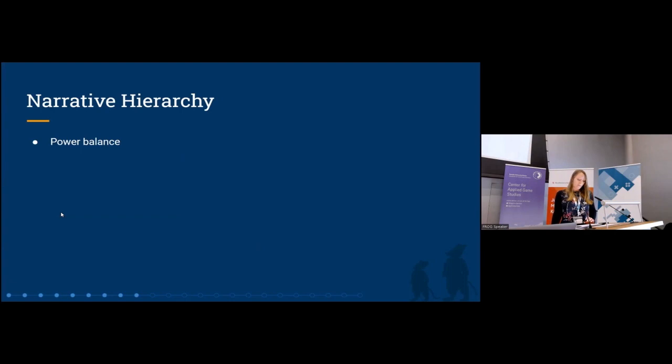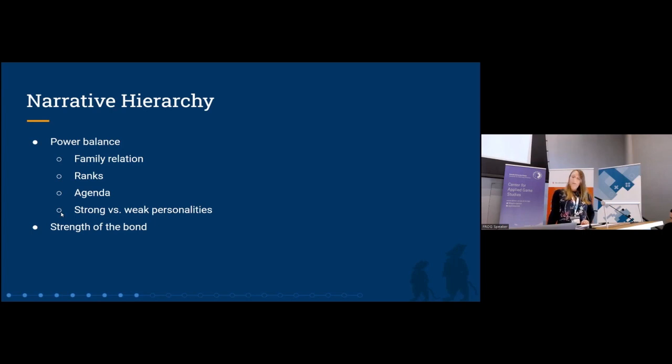Starting with narrative hierarchy, it is defined by the power balance between the two characters. For example, it could be based on family relation they may have, military ranks, a certain agenda, or different personality types like strong-minded versus weak-willed. It is also defined by how strong the bond is between them. Are they close to one another or not? Finally, we look at how the power balance evolves and changes as the story progresses. Relationships between characters can grow stronger, weaker, or remain relatively unchanged.